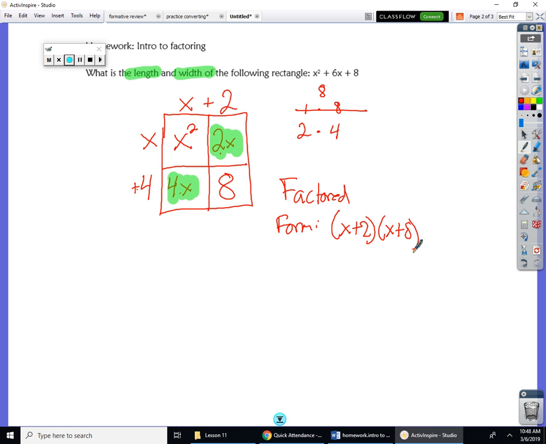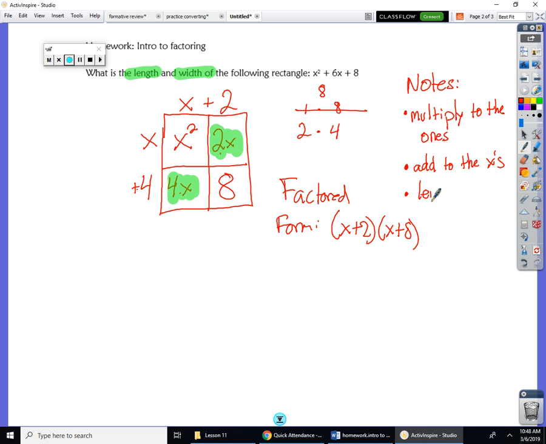So what we're really looking at, my notes here, we're looking at the numbers that multiply to the ones, and add to the x's. Alright, so multiply to the ones, add to the x's, and this is our length and our width.